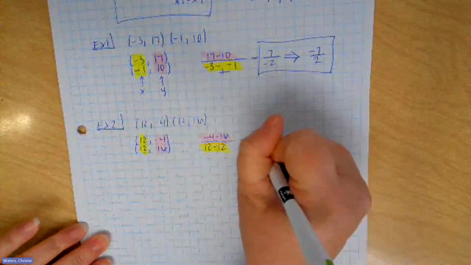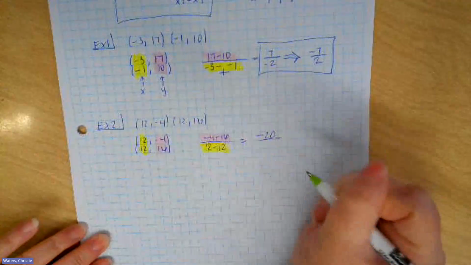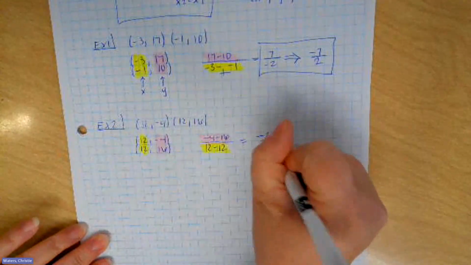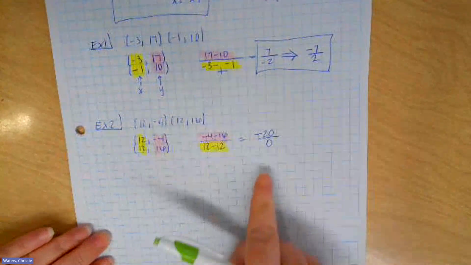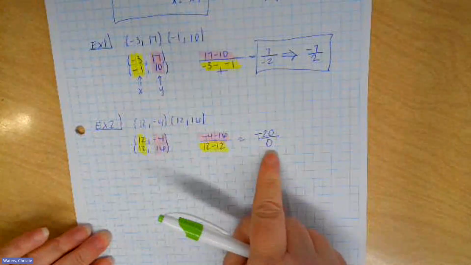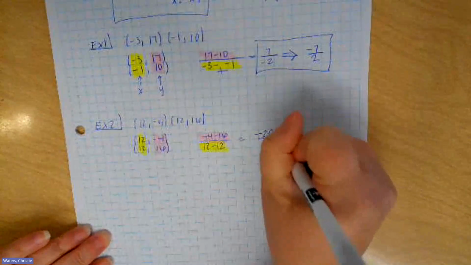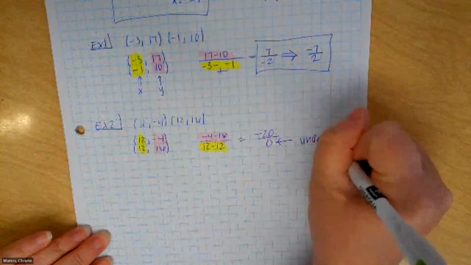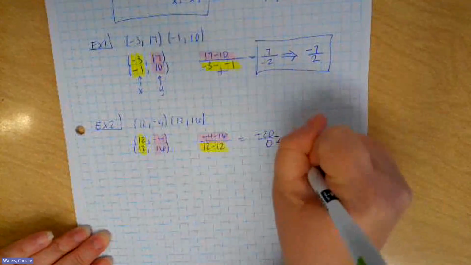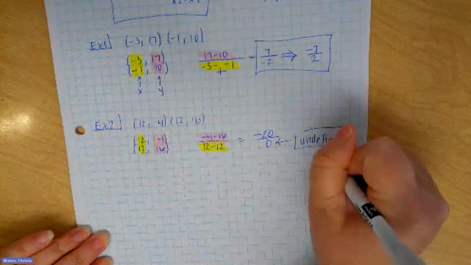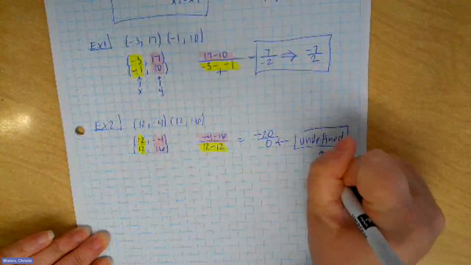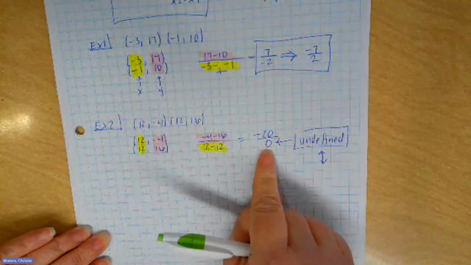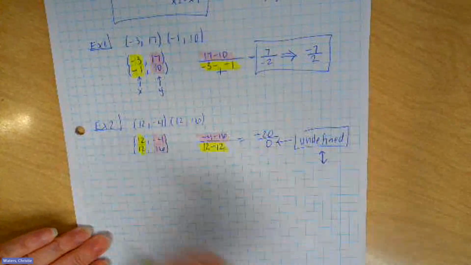Negative 4 minus 16 is negative 20. And 12 minus 12 is 0. So if you end up with a 0 in the denominator, that is an undefined slope. So that's one of those lines that is straight up and down. So it has a rise, but it doesn't have a run. Okay.